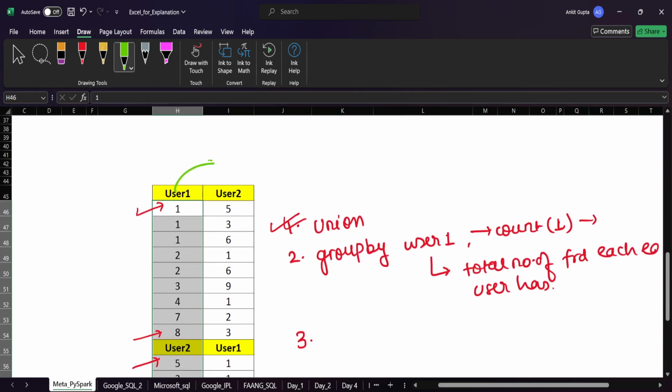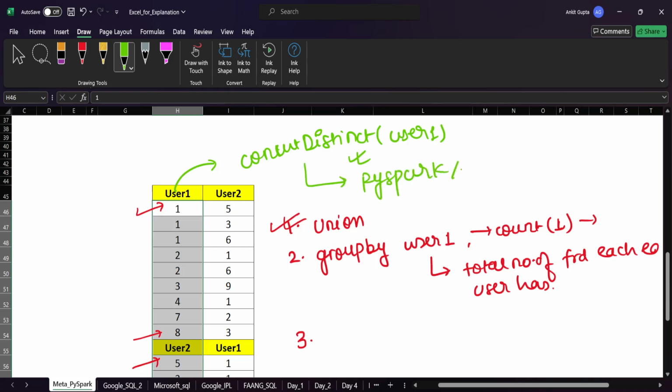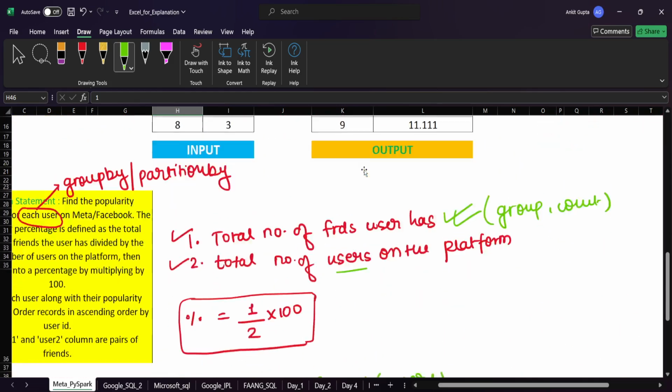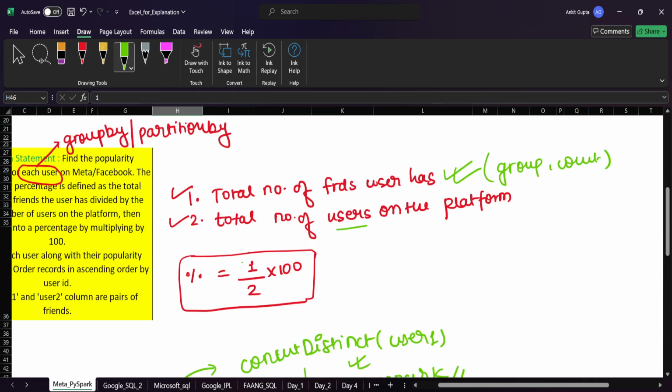So how can we achieve this? We can simply do count distinct on this column, user one. We can get this answer. We have an inbuilt function, count distinct, in PySpark. Using that we can achieve this, right? So once we have these two data, what we can do? We will have df1, and this will be a constant value. Then we can simply divide the data and get the required output, right? We can generate this particular column.